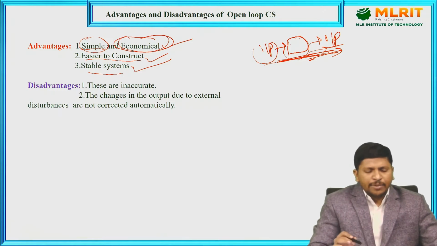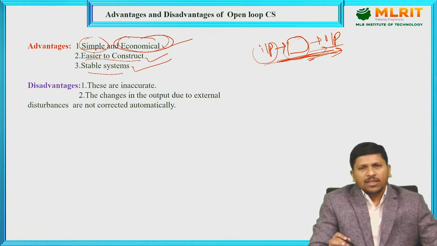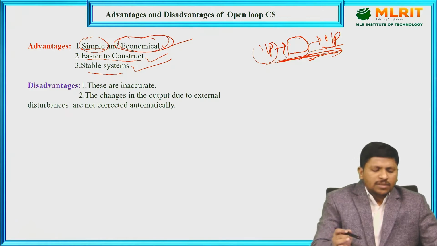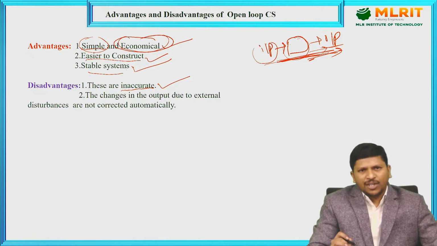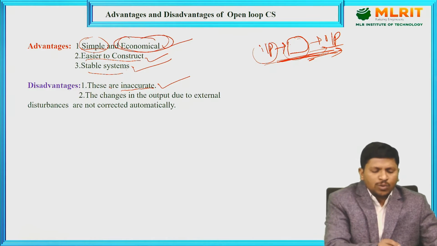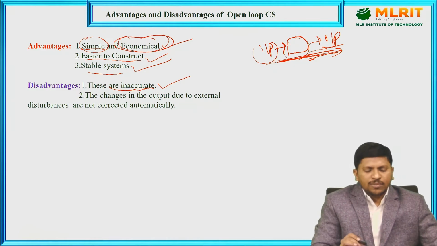Next, coming to the disadvantages. Some disadvantages occur when using open loop control systems. The open loop control system produces inaccurate outputs; they do not give accurate outputs compared to closed loop control systems. Inaccurate outputs means we get some errors, but those errors are not corrected automatically.